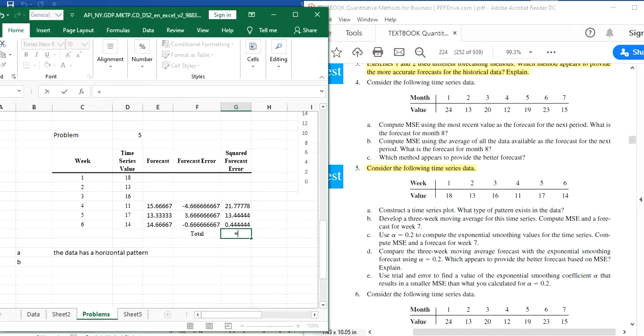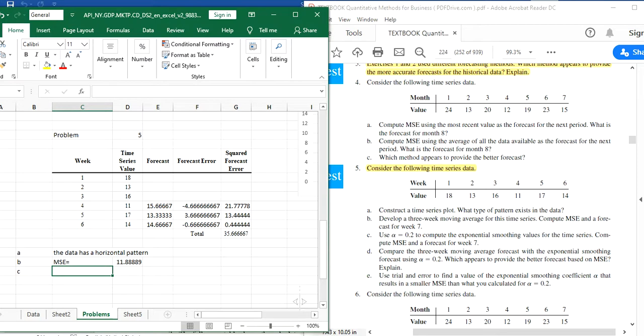Okay, so now the question is asking us to find the mean of squared errors of forecasting. Mean of squared errors equals the sum of squared errors divided by 3. Here, divided by 3. So we obtained here 11.89 almost.